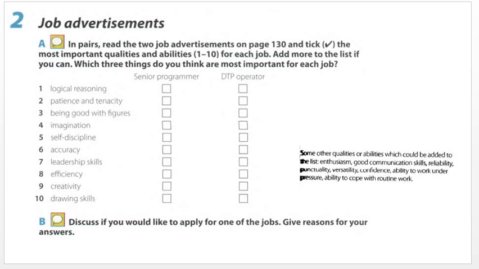Imagination, self-discipline, accuracy, leadership skill, efficiency, creativity, drawing skills. These are the skills. Senior programmer, DTP operator. If you are a senior programmer, what are the abilities that you have? If you are a DTP operator, what are the abilities that you should have? For example, logical reasoning.